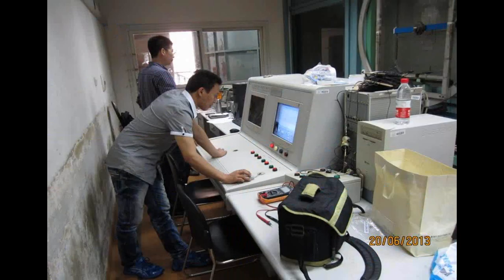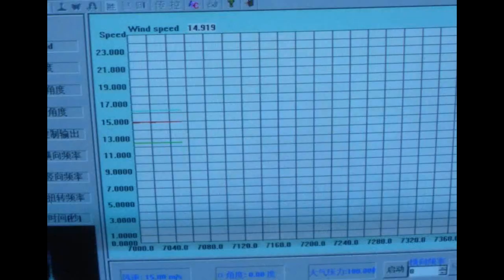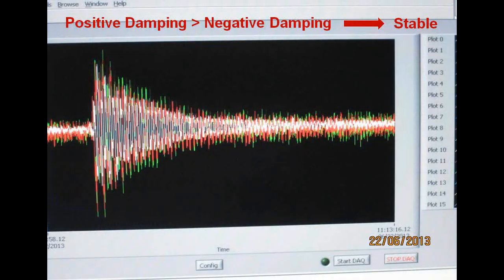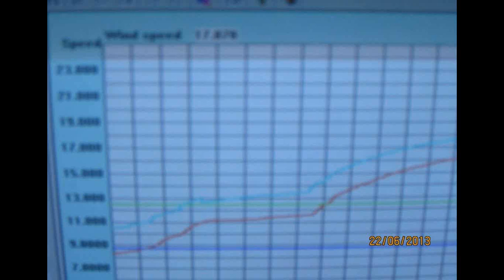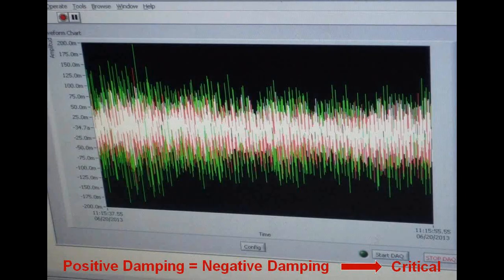This is the control room, with the monitor indicating the testing wind speed. At a low wind speed, the vibration represents a positive damping property with decreasing amplitude and good stability. At a critical wind speed, the monitor shows a critical vibration with no decreasing amplitude.